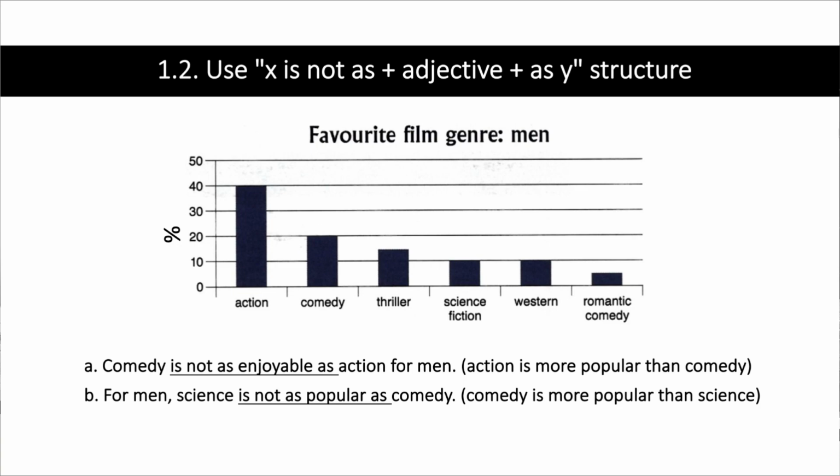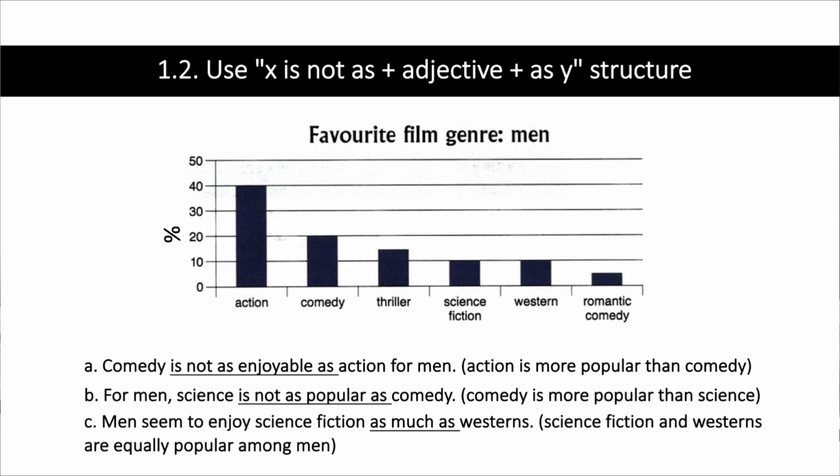Also note that you can use this structure to say that two things are equal. If you want to do this, you need to drop not. Okay? For example, men seem to enjoy science fiction as much as Western movies. In this example, an equal proportion of men enjoy science fiction as Western movies. So, they are both equally popular.